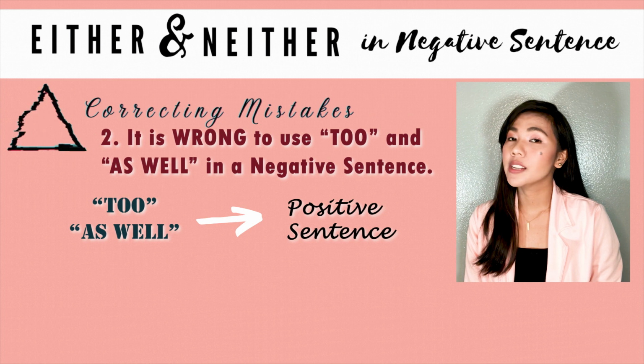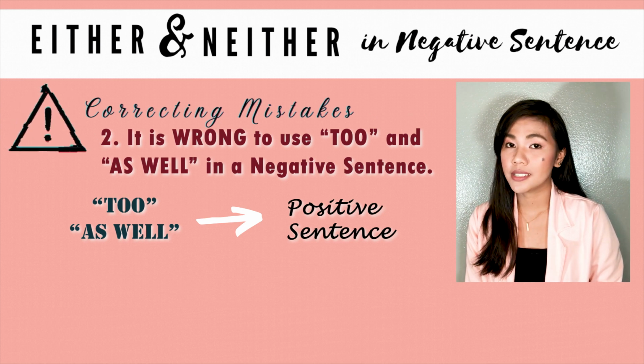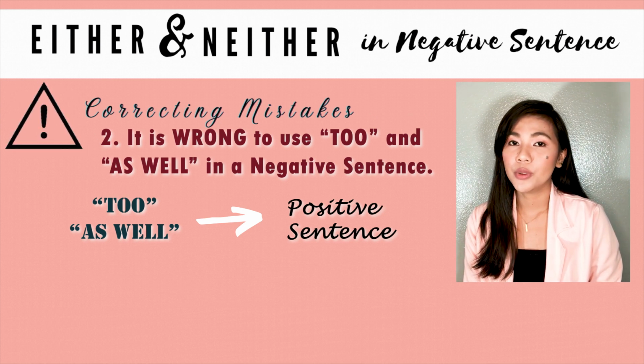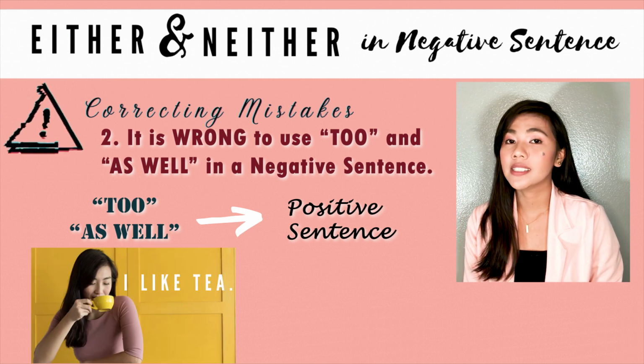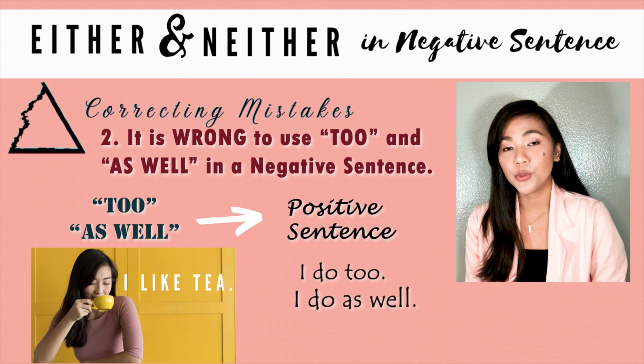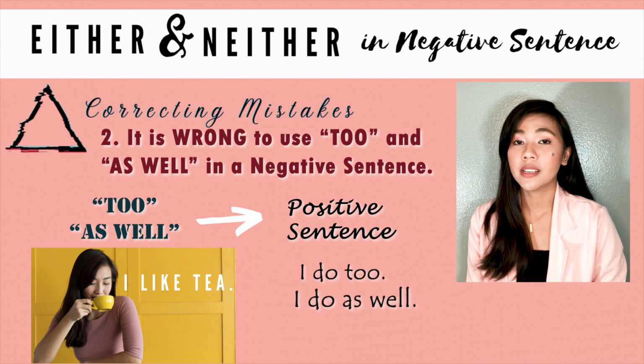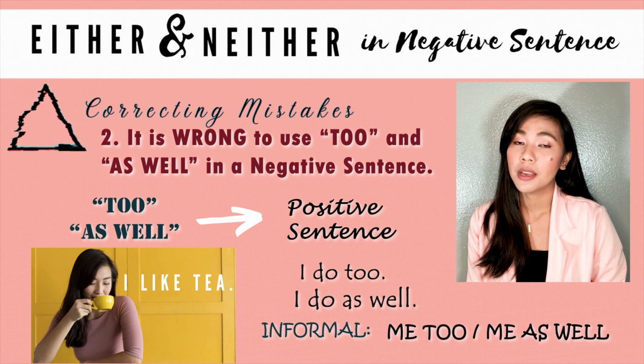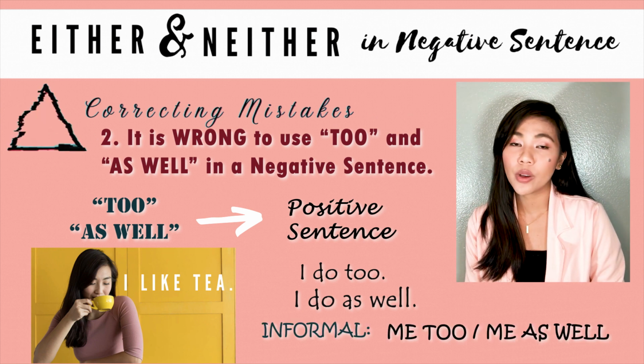Remember, too and as well are always used in a positive sentence. If you agree with what a person says, for example, "I like tea," you could say, "I do too," or "I do as well." Or sometimes, in informal situations, you say, "Me too," or "Me as well."